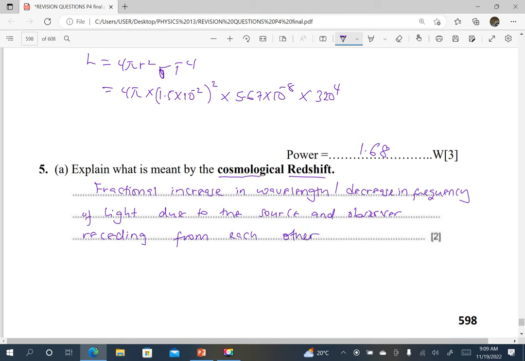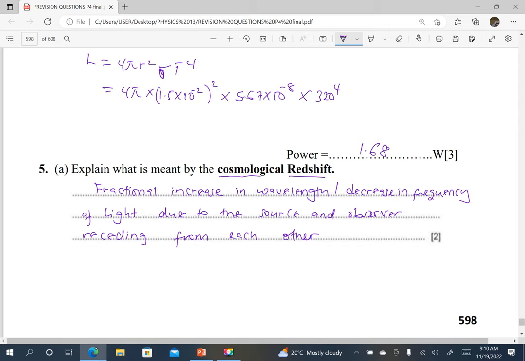That is the redshift. If the wavelength was decreasing, or the frequency was increasing because the source and observer were moving towards each other, it would be called a blue shift. So light from distant galaxies is observed to be redshifted.